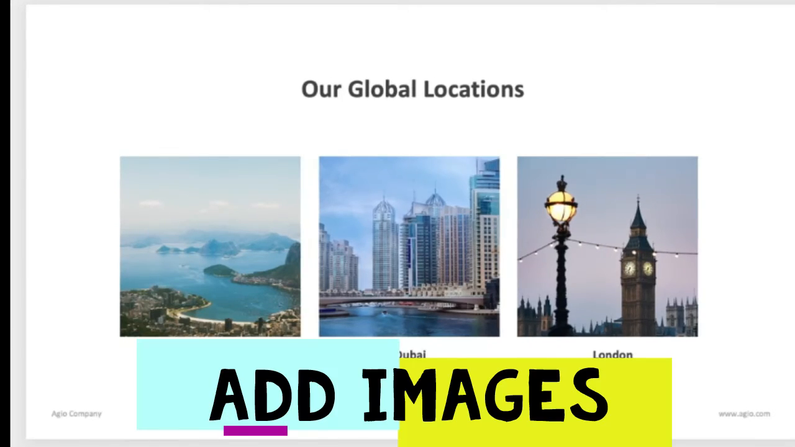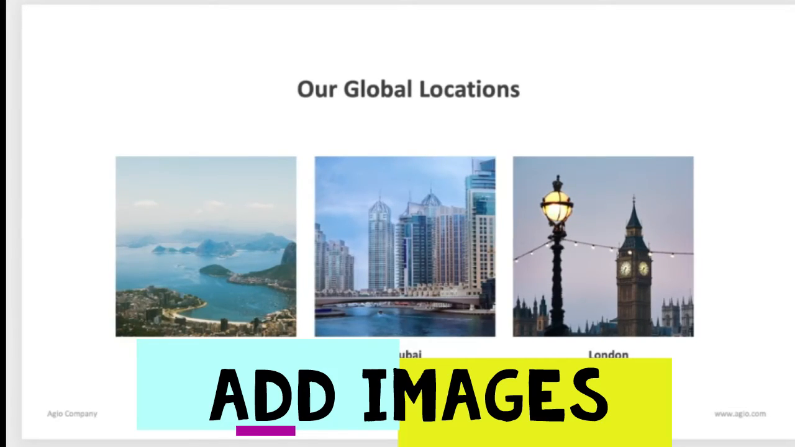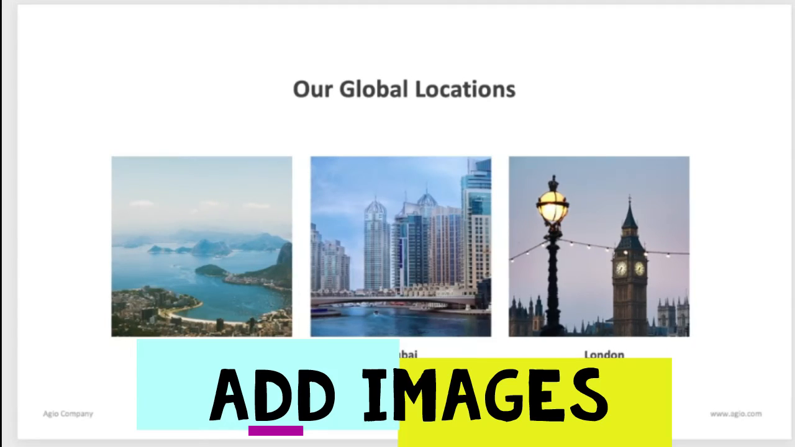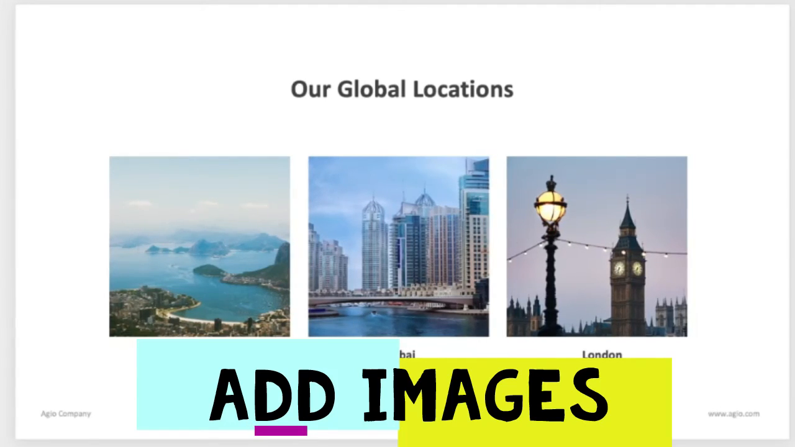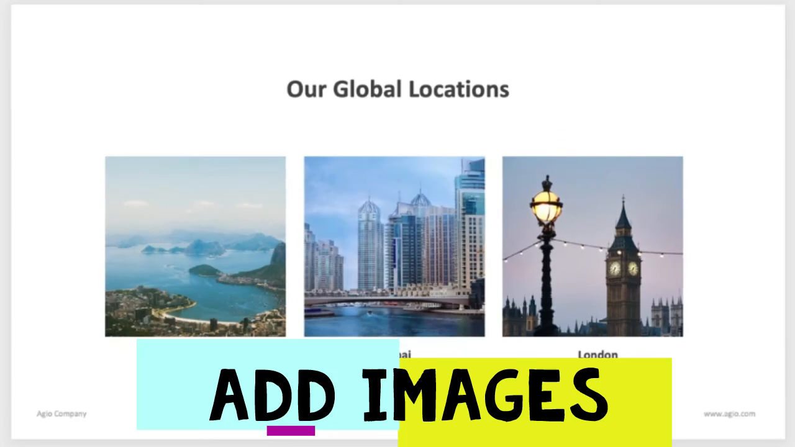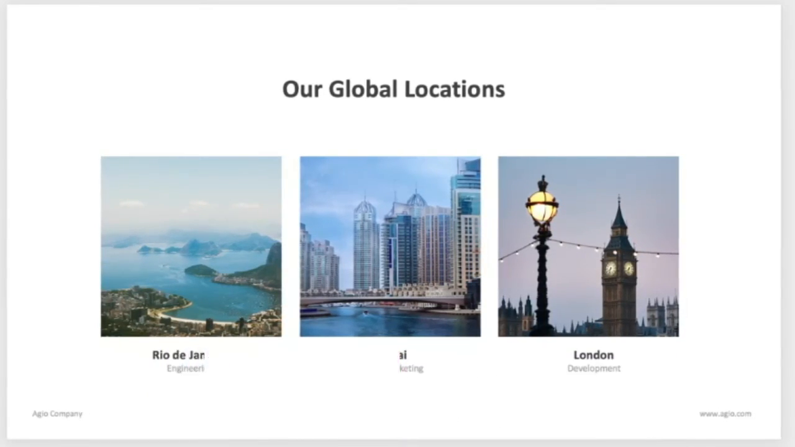The second one is add image. Identify them by finding the image icons on a given slide. Jump to where images are stored on your computer. You can copy the image and paste it in PowerPoint.